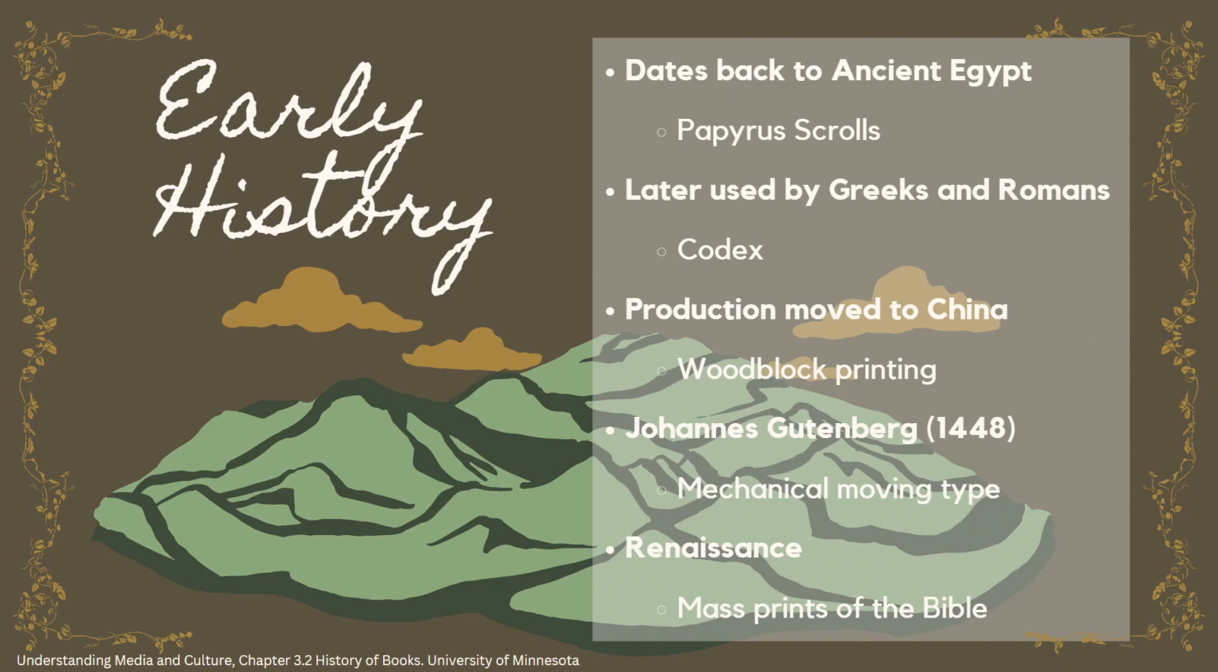The next innovation began in the Tang dynasty in China in 700 CE. They began woodblock printing, which involved carving pages into wood and using ink to press the letters into the paper, similar to a stamp. In 1448, Johannes Gutenberg created the mechanical moving type. This revolutionized the bookmaking process and boosted the mass production of books forever. Using this process during the Renaissance, they used the type to create and distribute mass quantities of the Bible quickly and efficiently.